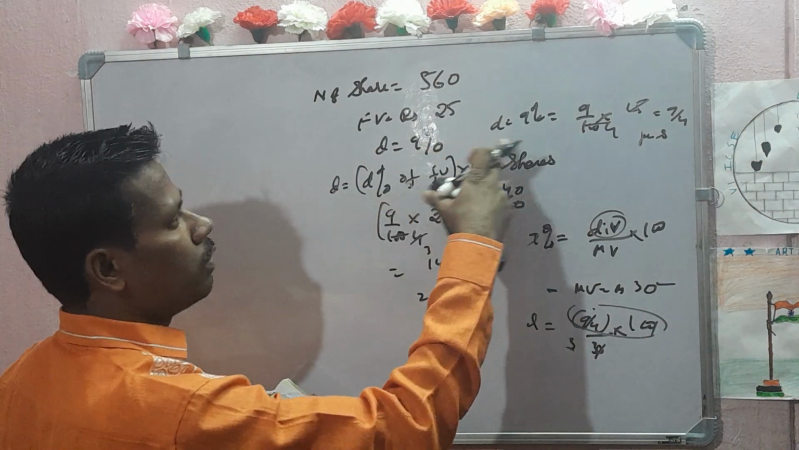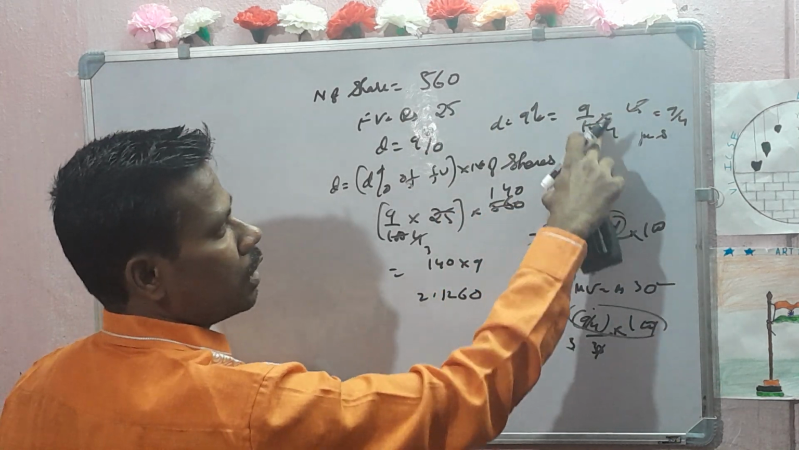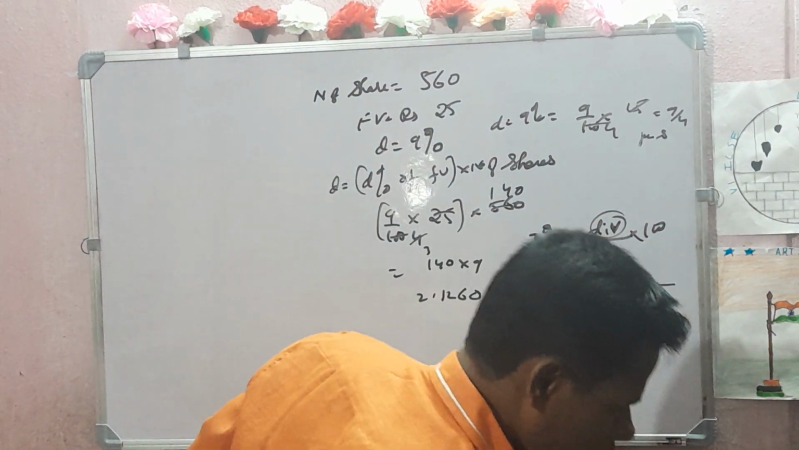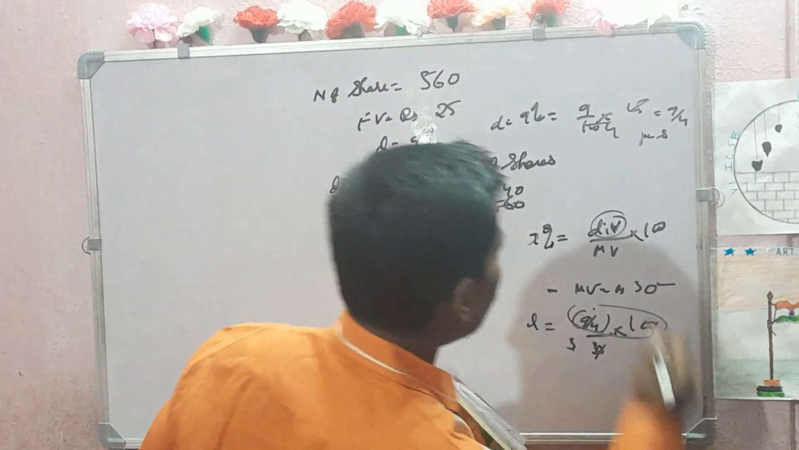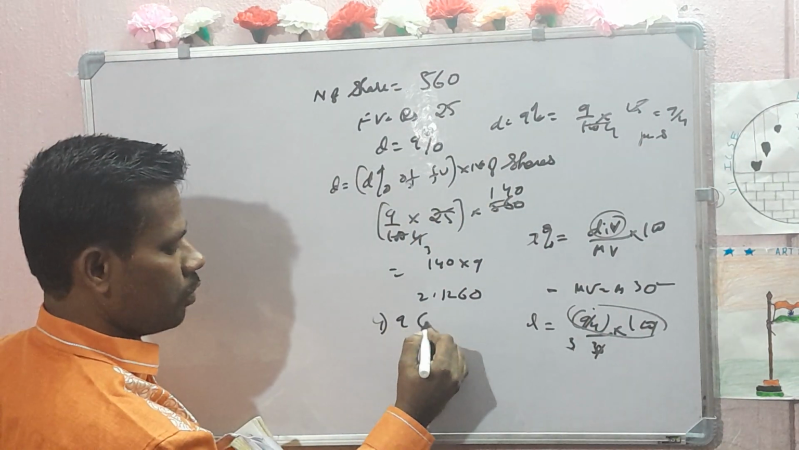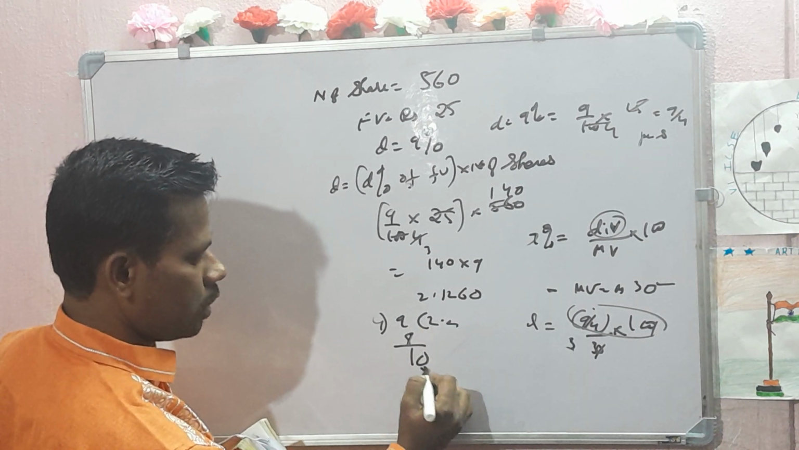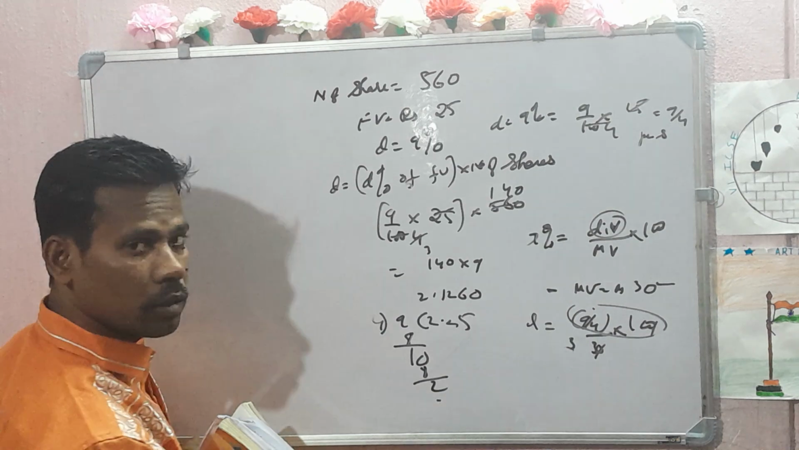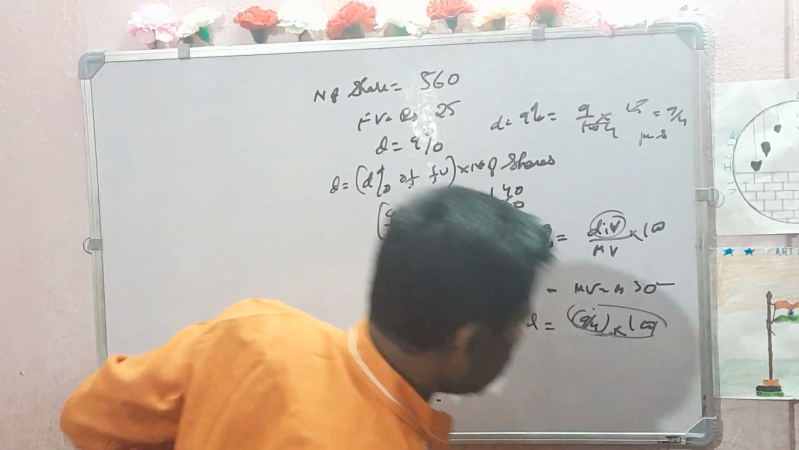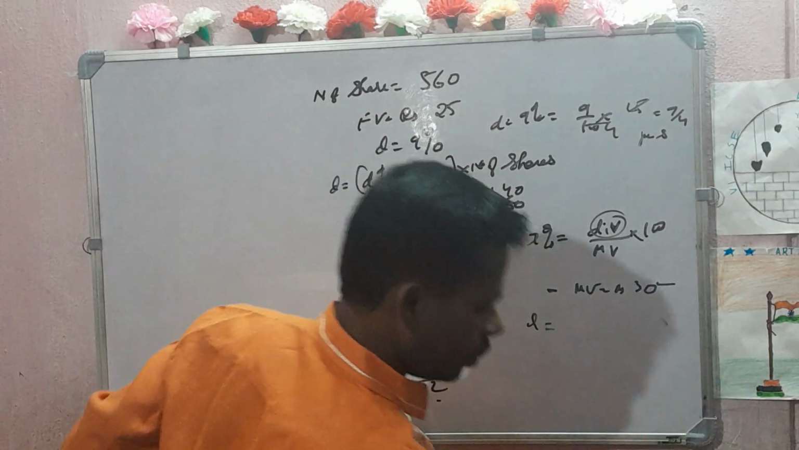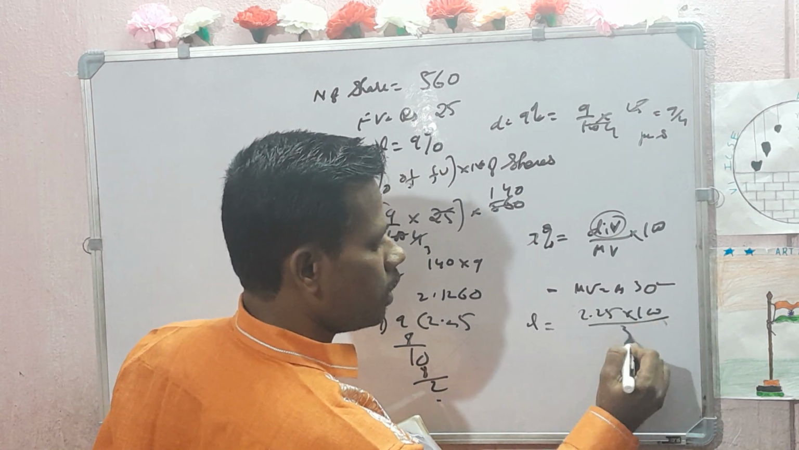So here dividend percentage is 9 by 100 into face value of each share, 25. 25 4s are 100, so 9 by 4. Write this in decimal form: 9 divided by 4 is 2.25. Rate is equal to 2.25 into 100 divided by market value.